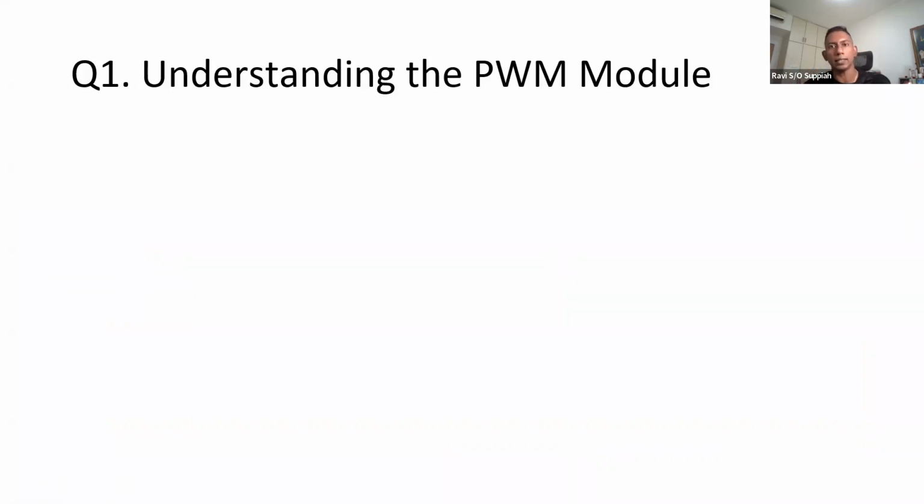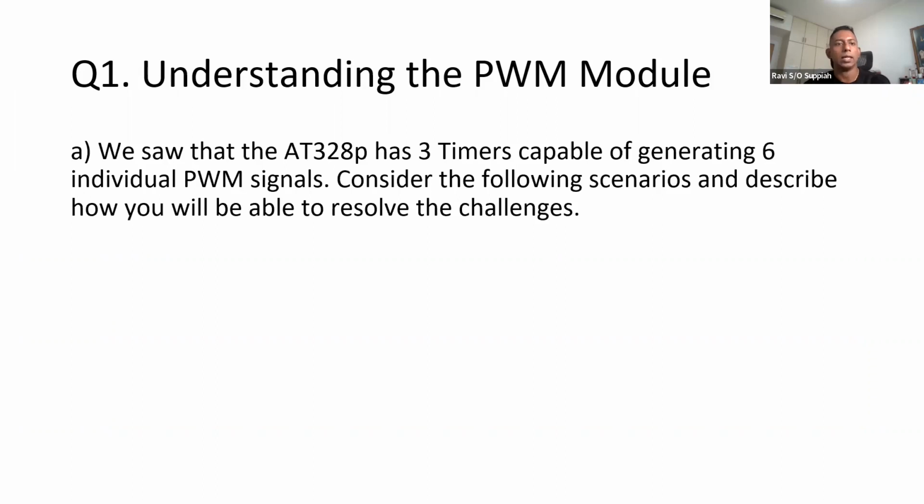So firstly, understanding the PWM module. Basically we know that we have 3 timers: timer 0, timer 1, and timer 2, capable of 6 individual PWM signals. Why 6? Because each timer has 2 channels, channel A and channel B. Now what you want to do is consider these scenarios.